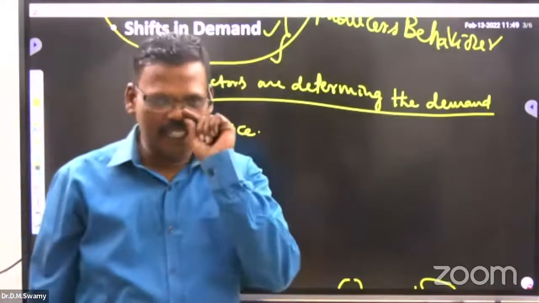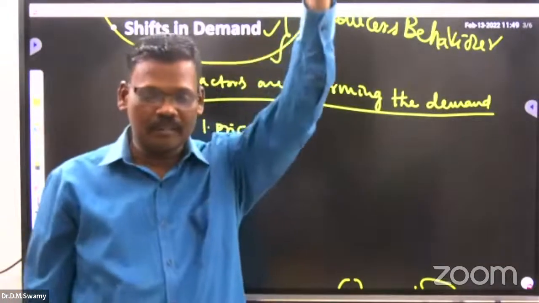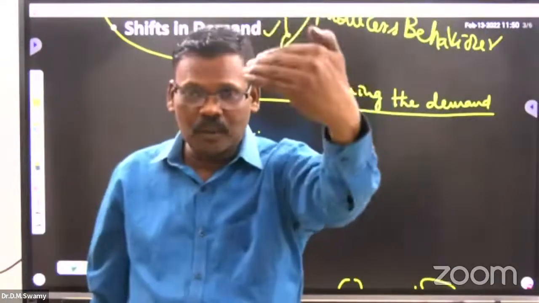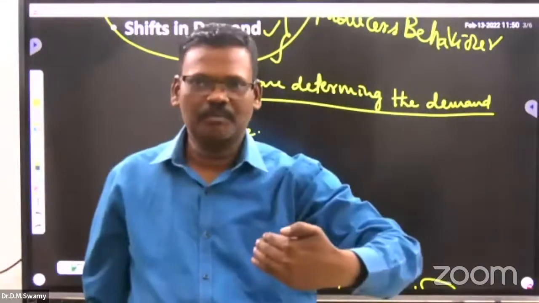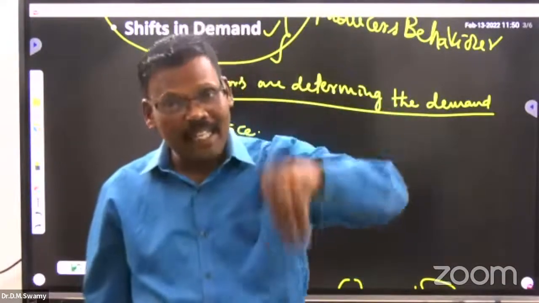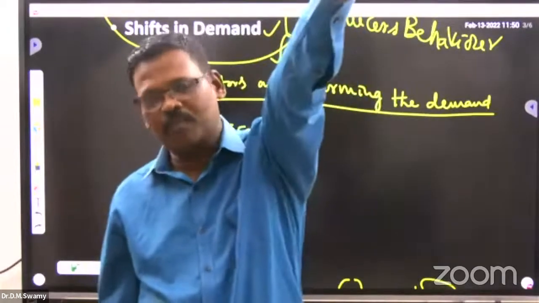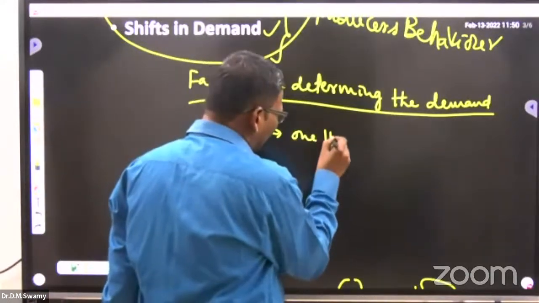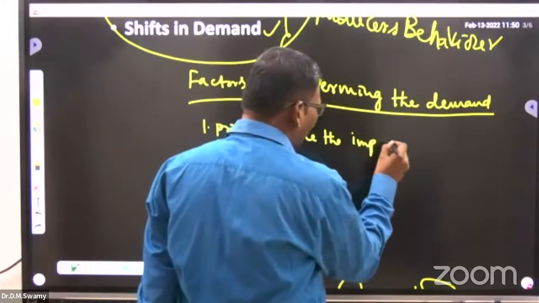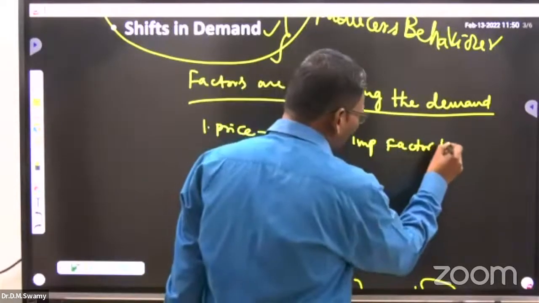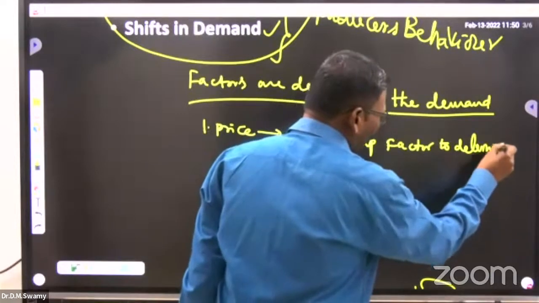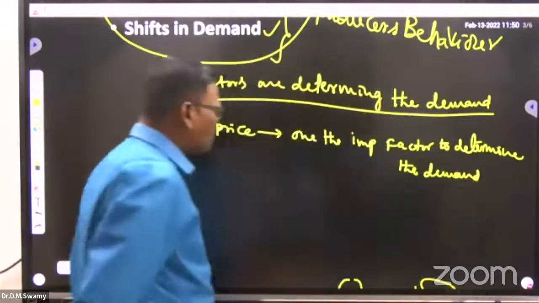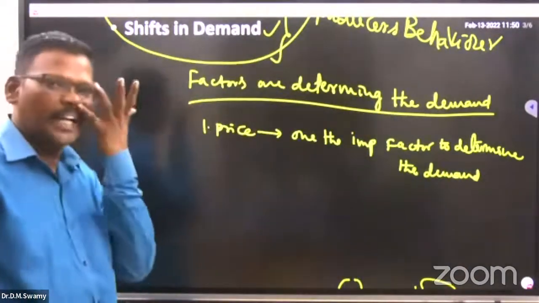Generally, if there is a higher price, the people will purchase fewer commodities. If the price is lower, the people are going to purchase more commodities. So the price is one of the important factors to determine the demand. This is one of the most important factors to determine the demand.